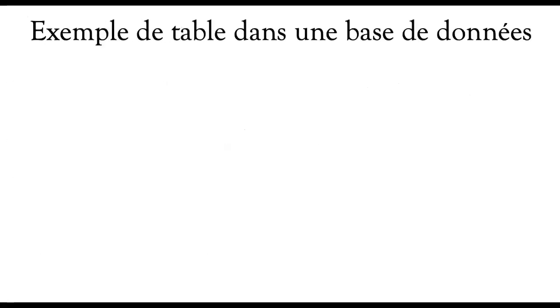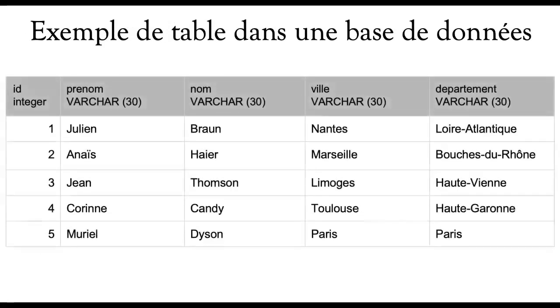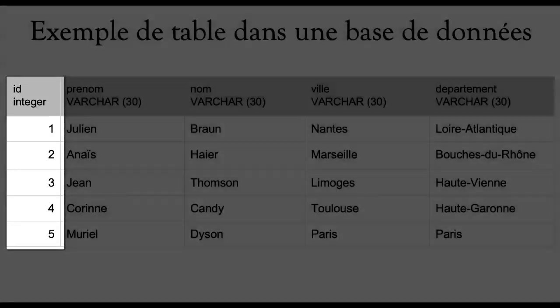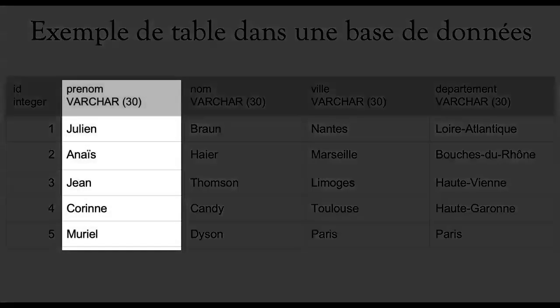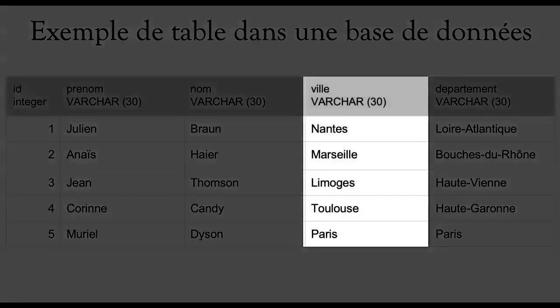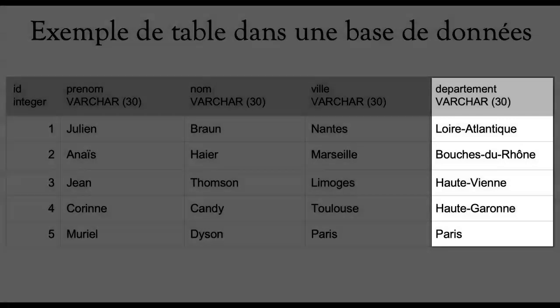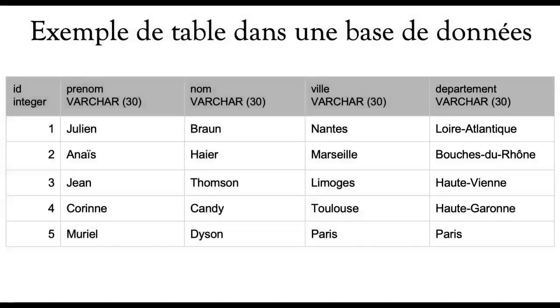Now let's have a look at an example of a table. It's a database table that includes information about a group of French people. There are 5 columns in this table. There is the ID column, a column with the individual's first names, another with their last names, the fourth one with their city of residence, and a column with their home department. Thus, each column has a name, and you can see the data type below.